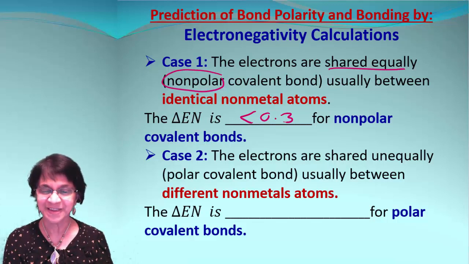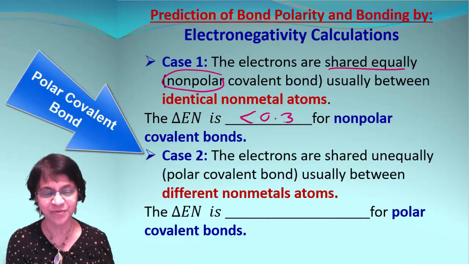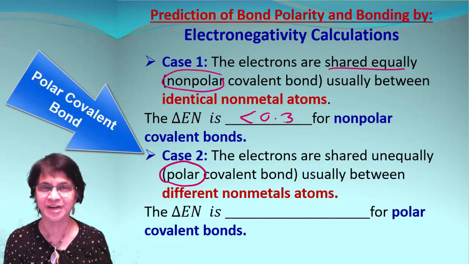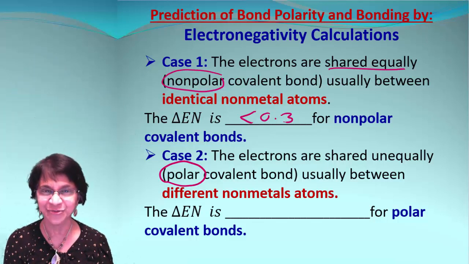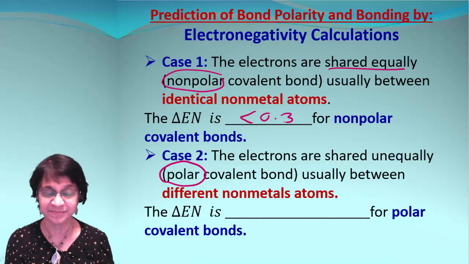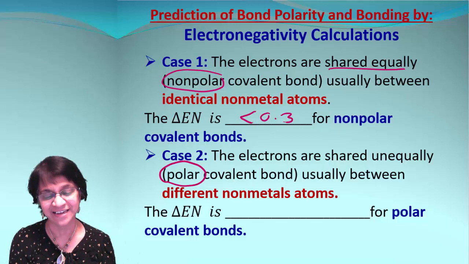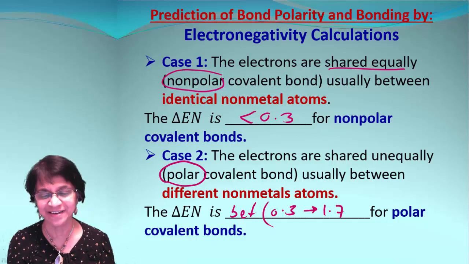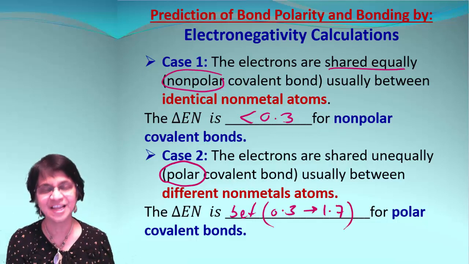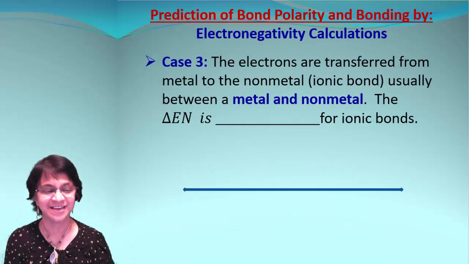Case number 2. The electrons are shared unequally, and that's what we call the polar covalent bond. One element is more greedy for the electrons than the other one. That happens sometimes, right? And then the delta EN for that is going to be between 0.3 and 1.7. It won't be less than 0.3 or more than 1.7.